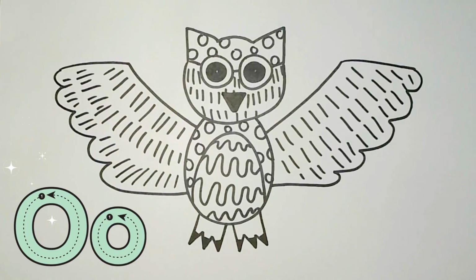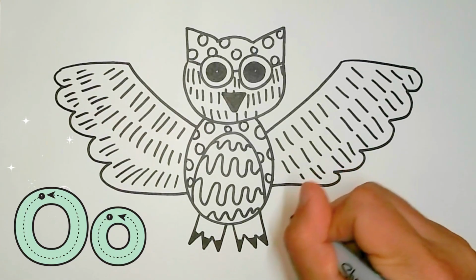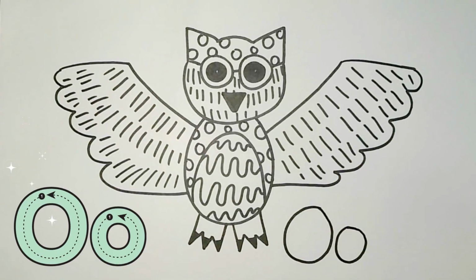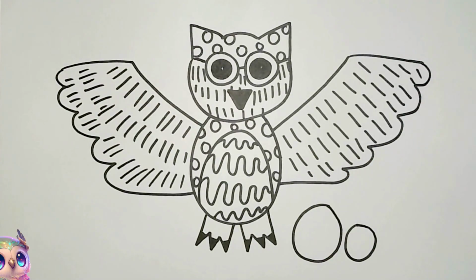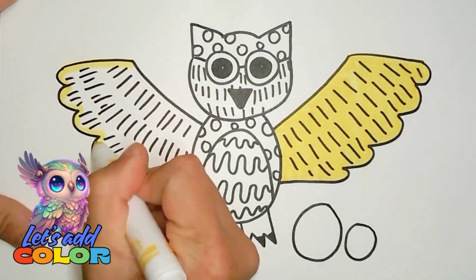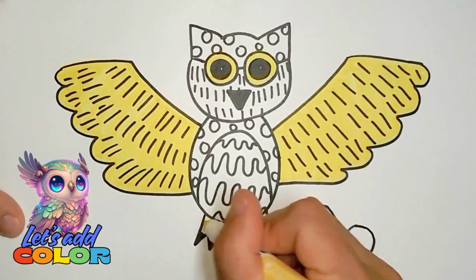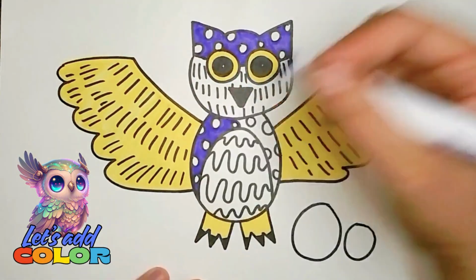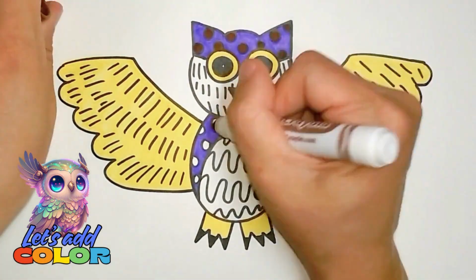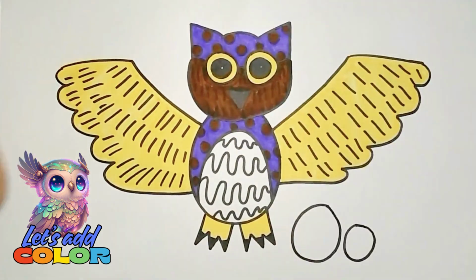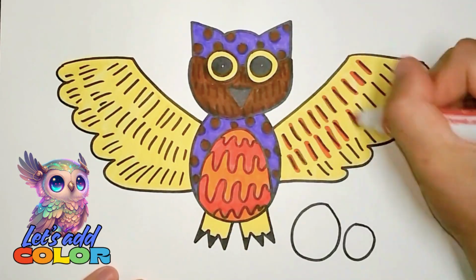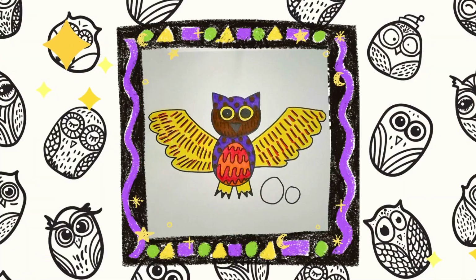All right, now we have our owl. And remember, owl starts with the letter O. So I'm going to do a big O and a little O just to help me remember. Let's add some color. I chose to make my owl bright yellow with purple just for fun. And brown, orange, and red for some pop.